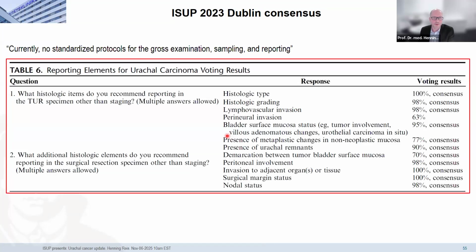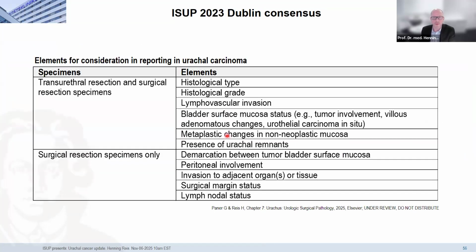So coming to reporting, I do not want to read everything of this, and this is the reason we condensed these points to one table, which can be found in the next chapter of urological surgical pathology on urachal cancer. What to report in TOR specimens and surgical resection specimens is histological type, grade, LVI, bladder surface, mucosa status, metaplastic changes, and presence of urachal remnants.